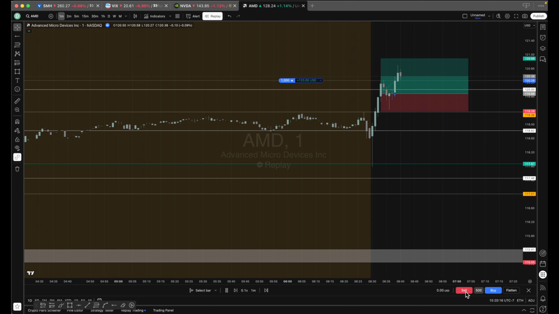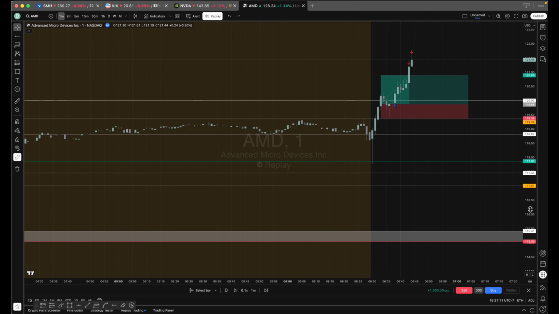Retest of the previous candle's high. Okay, sold half there. As you can see, this name is very strong, right? I'm going to stop the replay, but this name is very strong, and we were able to at least find a quick entry on a pullback with confirmation.